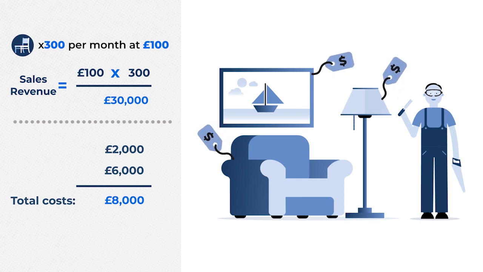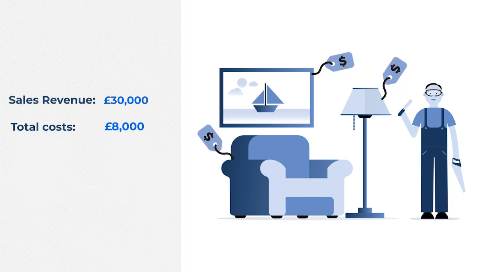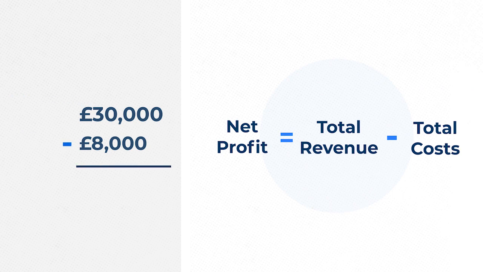So where does this leave us in terms of profit? We have £30,000 in revenue and £8,000 in cost. Deduct £8,000 from £30,000 and we have our monthly profit, £22,000. Of course, this is an extremely simplistic example, for illustration purposes only. We haven't included any other revenue streams, and we haven't considered other costs like utility bills, employee salaries, or marketing costs. But it will serve us to explain what profit is.